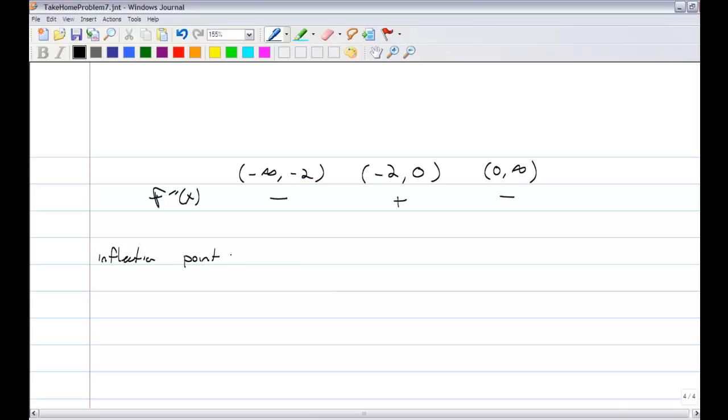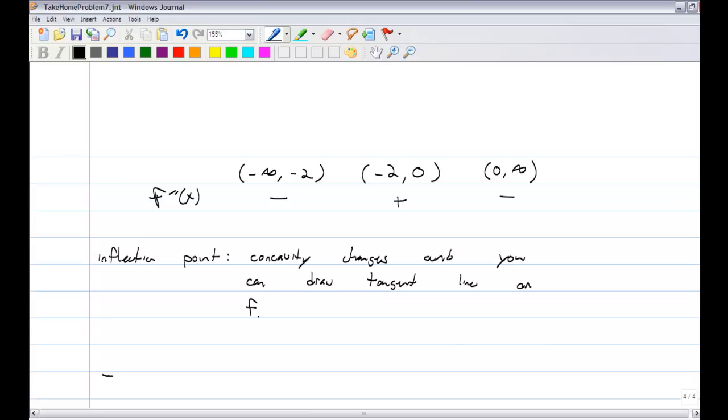Okay, inflection point. Concavity changes, and you can draw a tangent line on f. Now that last part is a super fine detail, but like I said, we're going to do this the right way.